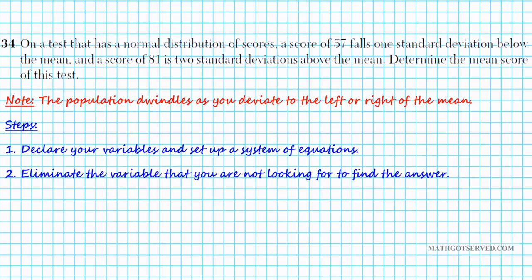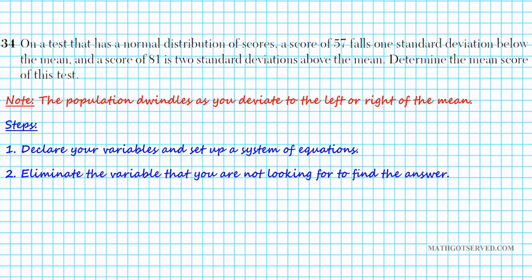All right, let's take a look at problem number 34, the last one in this installment. It reads, on a test that has a normal distribution of scores, a score of 57 falls 1 standard deviation below the mean, and a score of 81 is 2 standard deviations above the mean. Determine the mean score of this test.